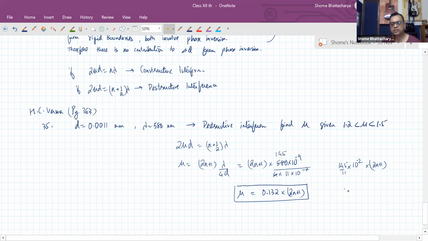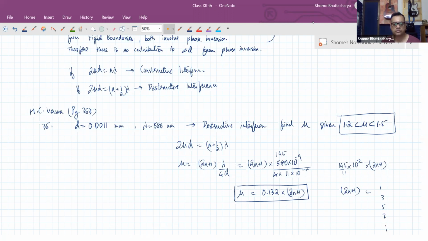Now next what you do is you keep putting these odd numbers as 1, 3, 5, 7, etc. and see when you get something in between these two. So I think you will get something close to 1.3.